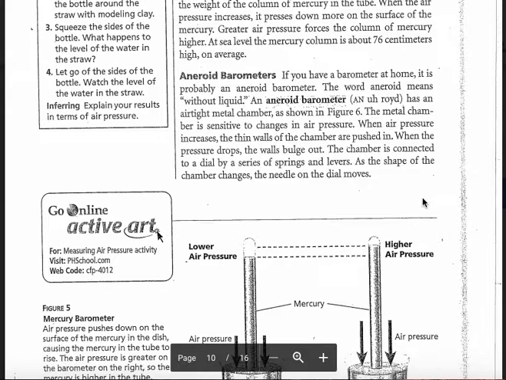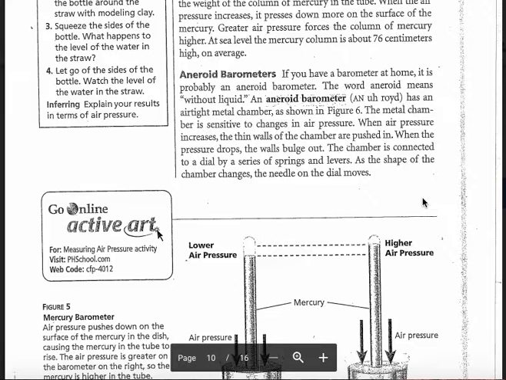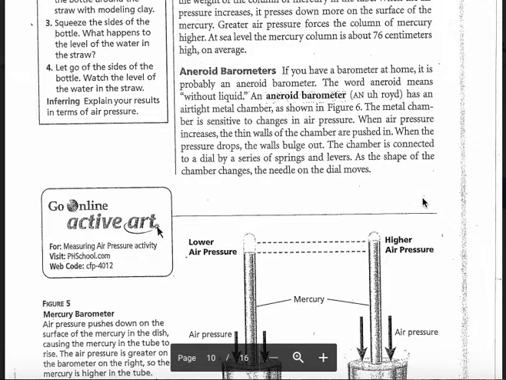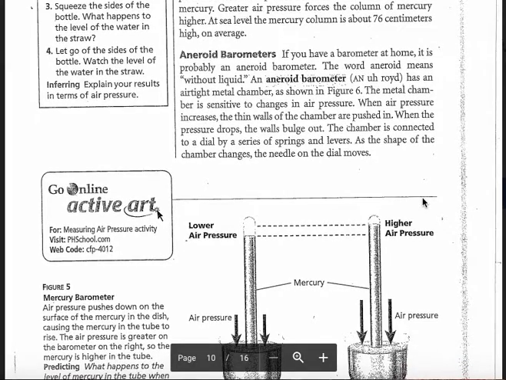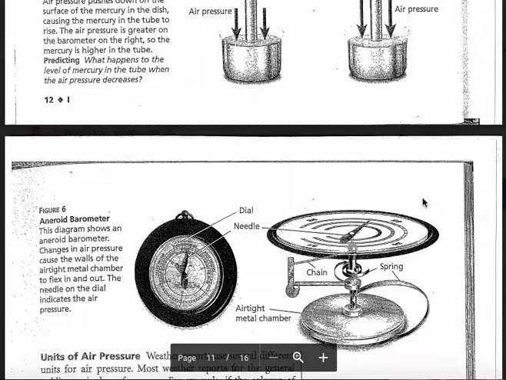Aneroid barometers. If you have a barometer at home, it is probably an aneroid barometer. The word aneroid means without liquid. An aneroid barometer has an airtight metal chamber, as shown in figure 6. We'll go to that in a second. The metal chamber is sensitive to changes in air pressure. When air pressure increases, the thin walls of the chamber are pushed in. When the pressure drops, the walls bulge out. The chamber is connected to a dial by a series of springs and levers. As the shape of the chamber changes, the needle on the dial moves.